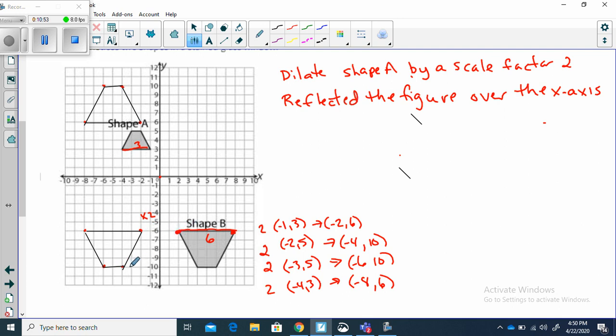10 units right. 1, 2, let's see. 1, 2, 3, 4, 5, 6, 7, 8, 9, 10. Right there. And then 10 units right. 1, 2, 3, 4, 5, 6, 7, 8, 9, 10.